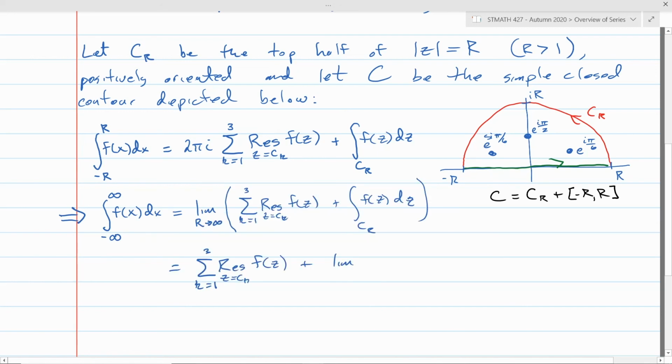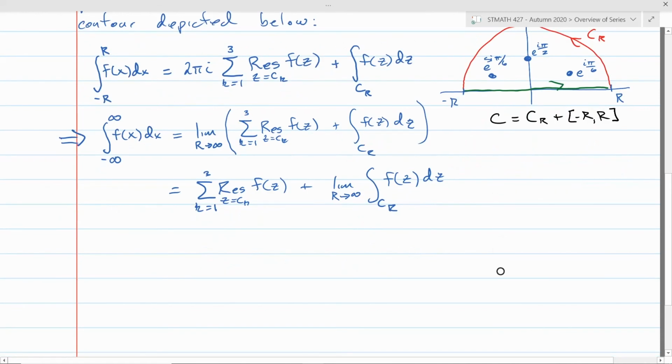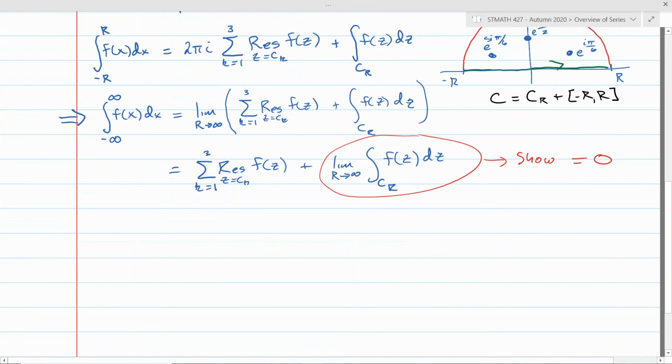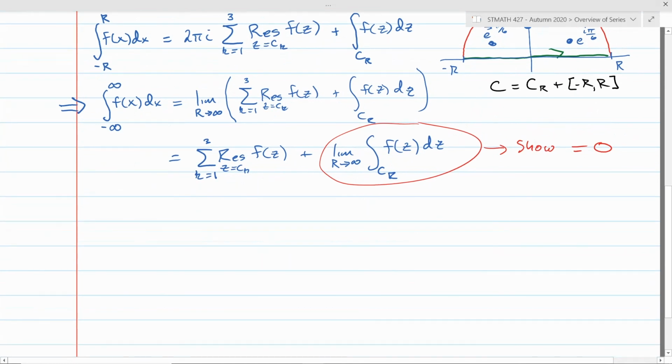And since that sum of the residues is a constant, we can just write this like this. The limit just goes onto the integral around the curve c sub r. So the idea is we want to show that this limit here is equal to 0. And then all we have to do is add up those residues and we've got it made.